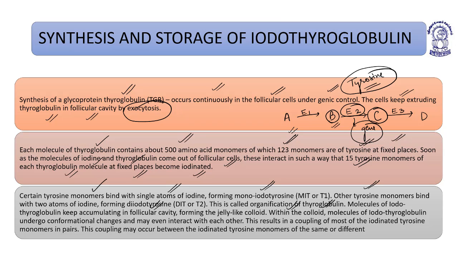Okay, there are some monomers which combine with one atom of iodine, that is monoiodotyrosine. If they combine with two atoms of iodine, then diiodotyrosine. This combination of iodine with a protein, which is an organic compound, is known as what? Organification of thyroglobulin. Molecules of iodothyroglobulin keep accumulating in the follicular cavity, forming a jelly-like colloid.